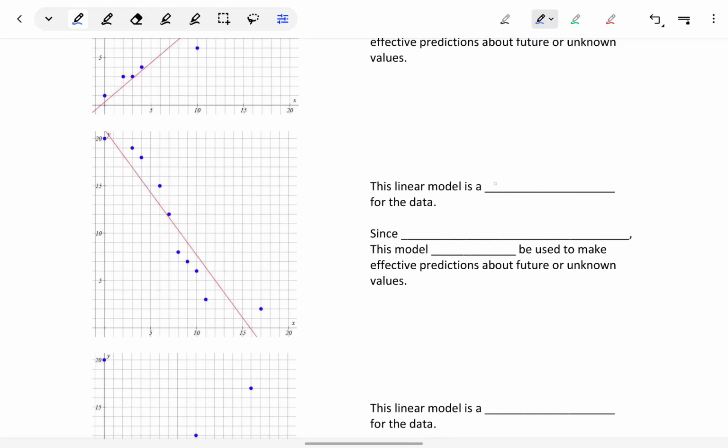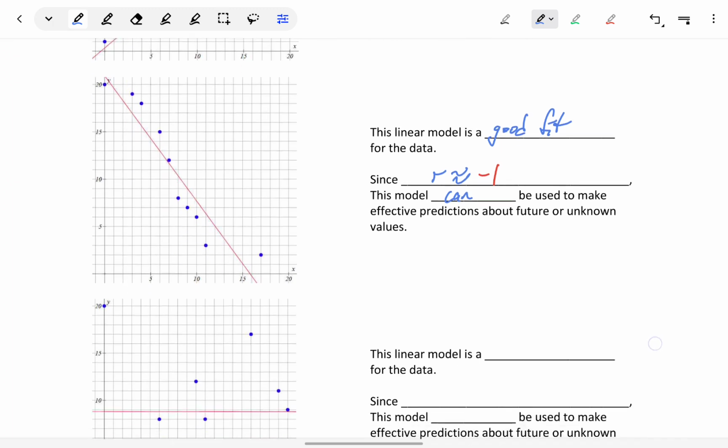Our second graph, we can see the linear model is still a good fit for the data. We see a decreasing pattern, which means that our value for the correlation coefficient is likely close to -1. That means the model can be used to make effective predictions about future or unknown values.